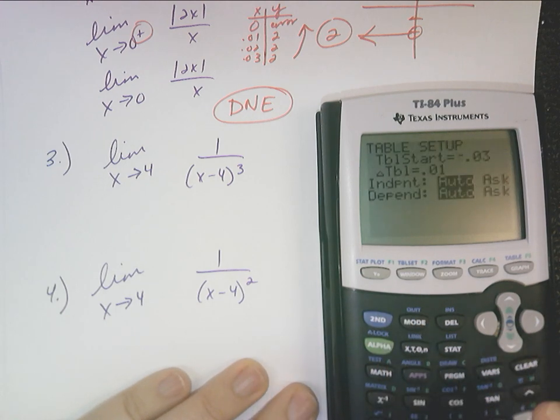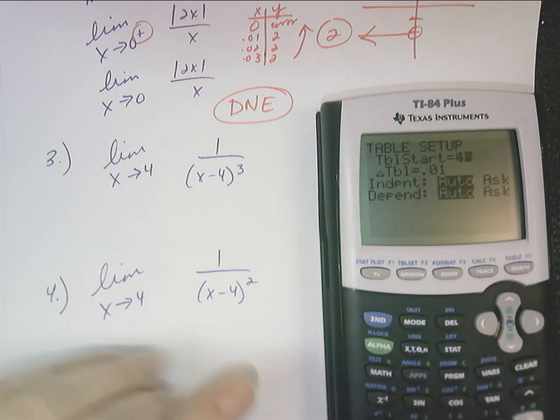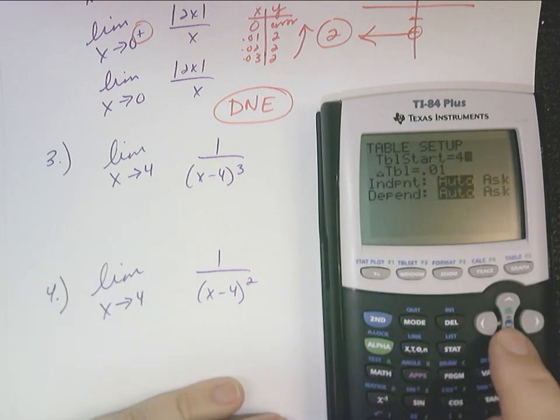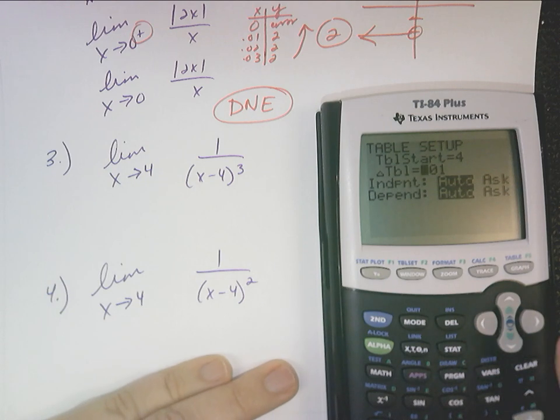I'm going to go to my table set. What value do I start it at? 4, because that's what I'm more concerned about. And go up by 0.01. Okay?